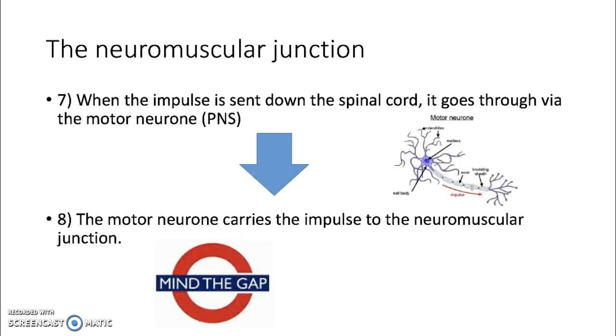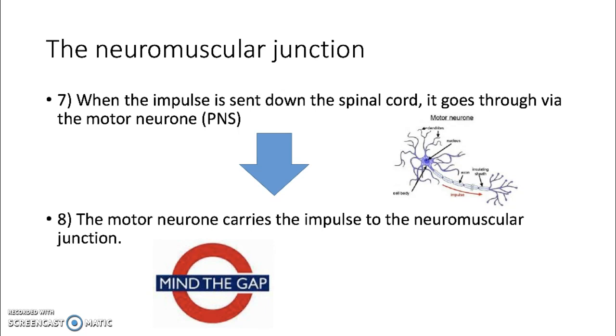The impulse or action potential goes via the motor neuron as it goes down the spinal cord. The motor neuron is part of the peripheral nervous system, which is located outside the brain and the spinal cord. The impulse goes down the nodes of Ranvier, which are the bare bits of an axon, and not the myelin sheath, which are the fatty bits of an axon.